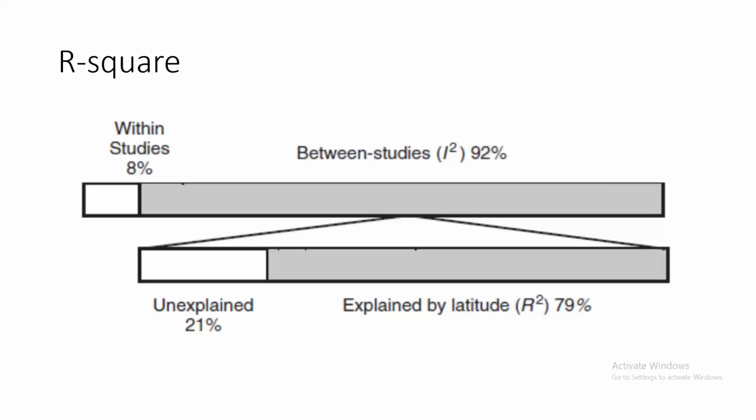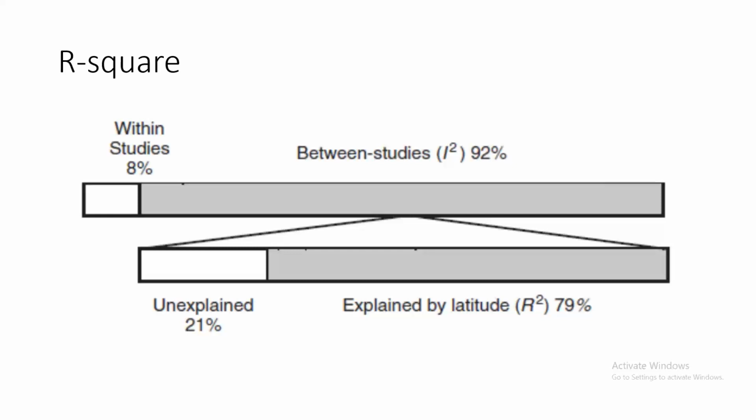It is only the input that you have to give, and the software will tell you what percentage of error is within studies. Here, the within study error is 8%. The software will tell you what amount of variance is between studies. Here it is 92%. If you remember, I told you yesterday, I squares and taus come out of between study errors, not within study errors.